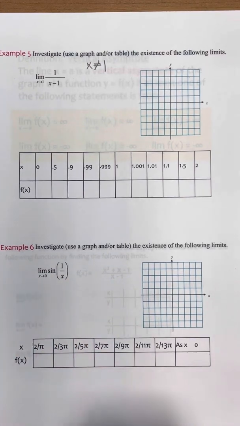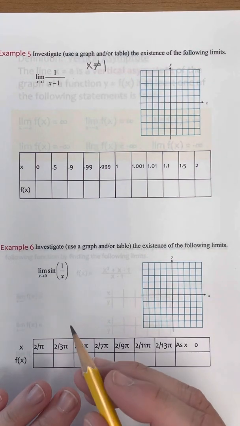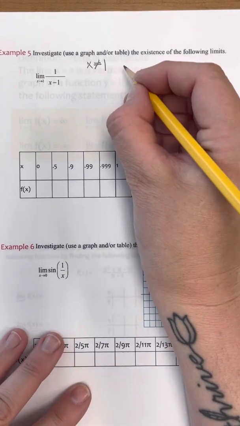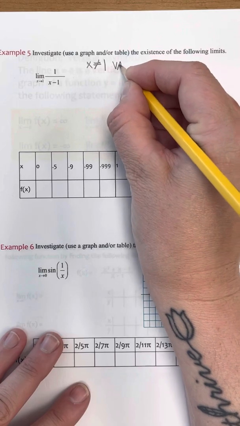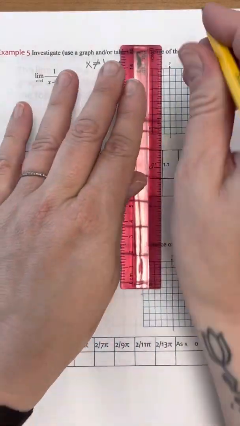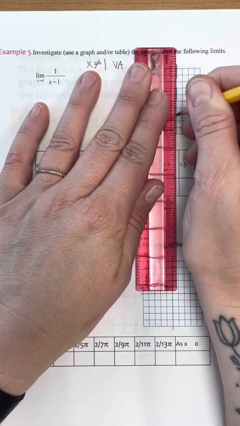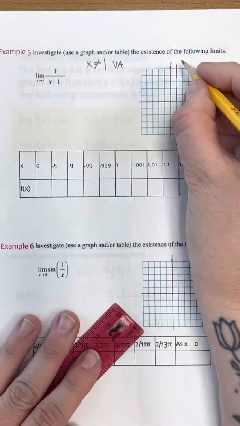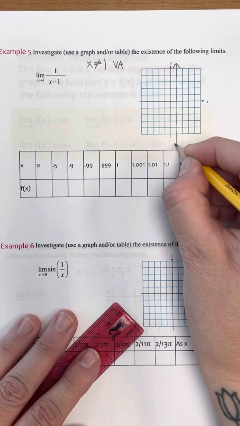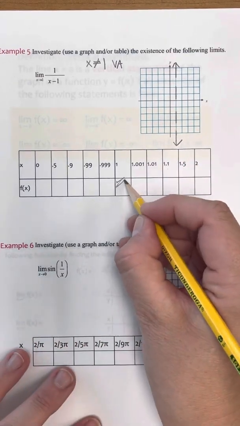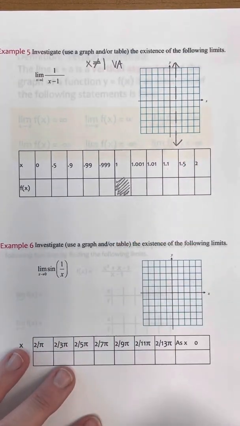Remember, holes only exist when you have a factor that occurs in both the top and bottom, and we don't have an x minus 1 in both the top and bottom. So what that does mean for us, if you remember, is that this is a vertical asymptote. So I already know that I've got a vertical asymptote right here. So we know that this doesn't exist because we're not allowed to equal 1.